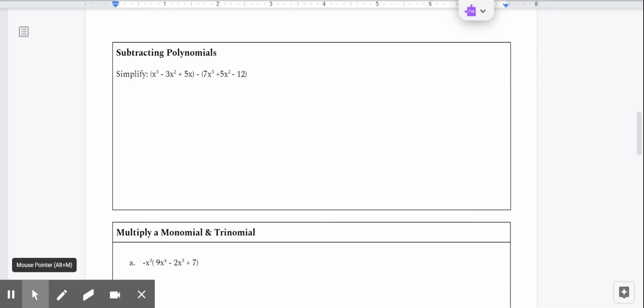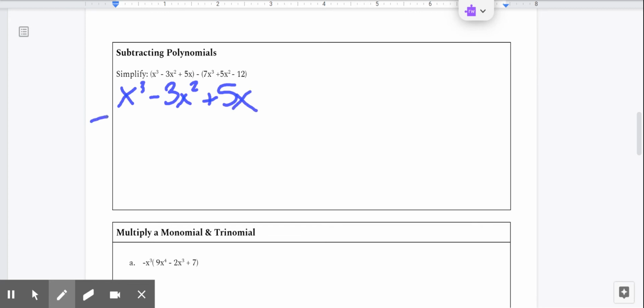All right. Now let's take a look at a subtraction problem. So very similar here. We're going to start by lining it up as a subtraction problem. So I have x cubed minus 3x squared plus 5x. And so I'm going to go ahead and put that on the top of my problem. And I'm subtracting this other trinomial from that. So subtracting 7x cubed plus 5x squared minus 12.